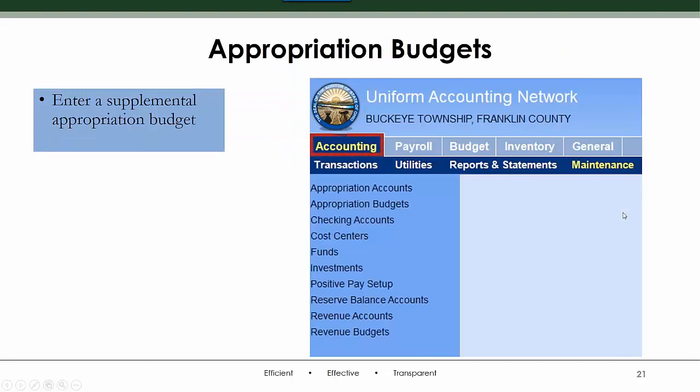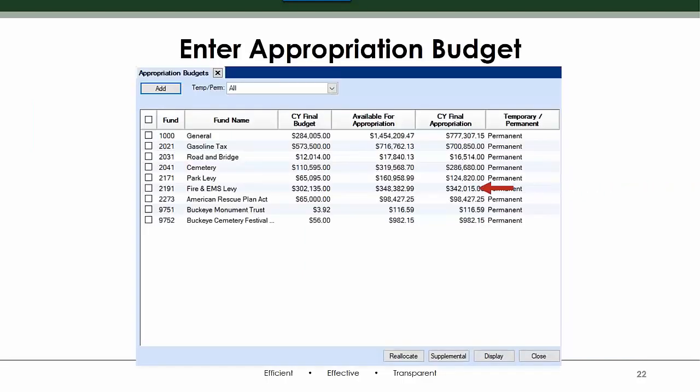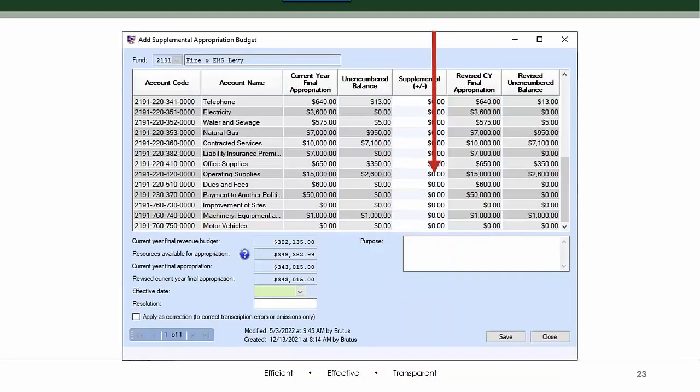I'm going to enter a supplemental appropriation budget because this is new appropriations. My system has to match what the board adopted. I'm going to check mark my fire fund and click supplemental. Supplemental means changing the total. And it's going to go in the account code for machinery, equipment, and furniture. And you can see I've already got my $1,000 matching share budgeted there.